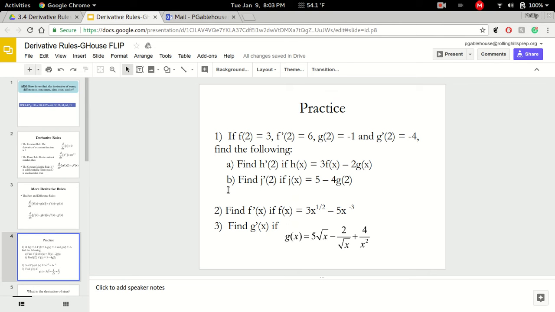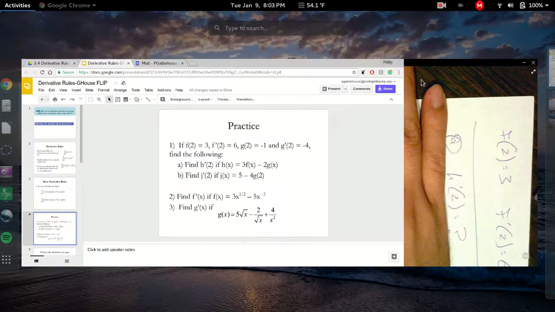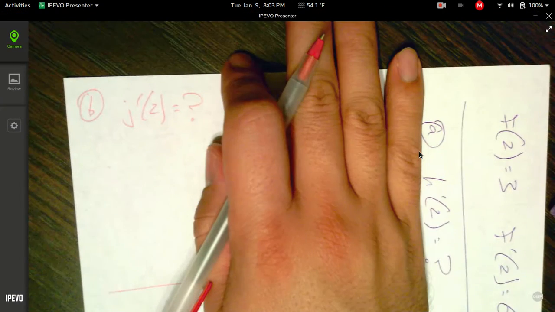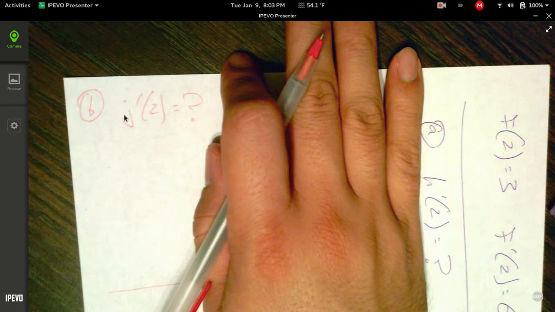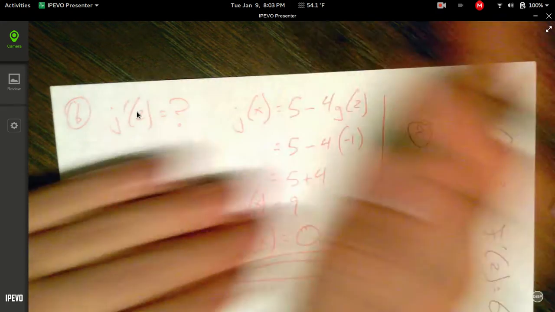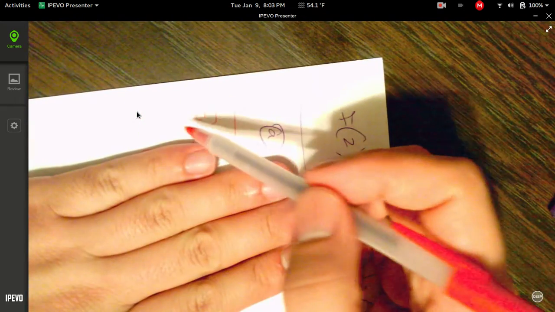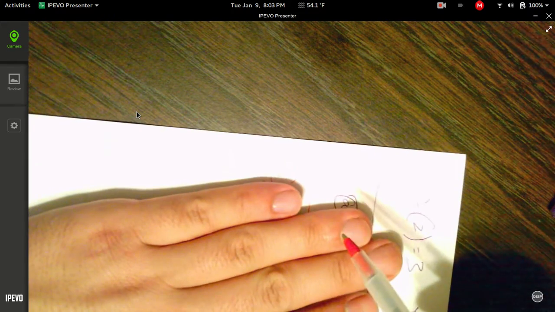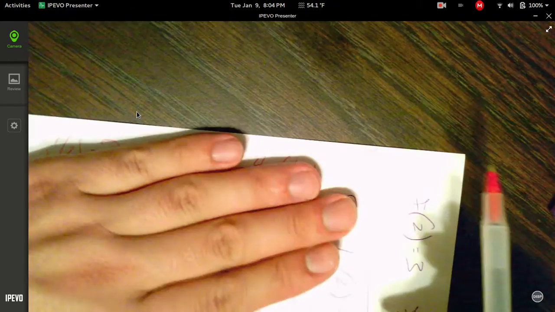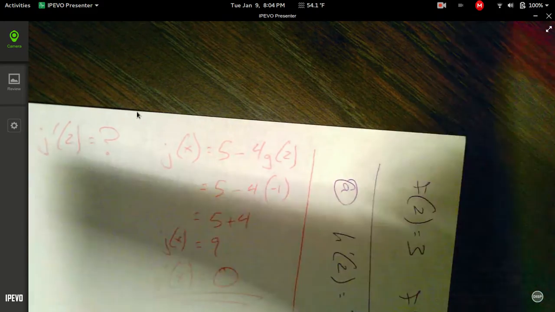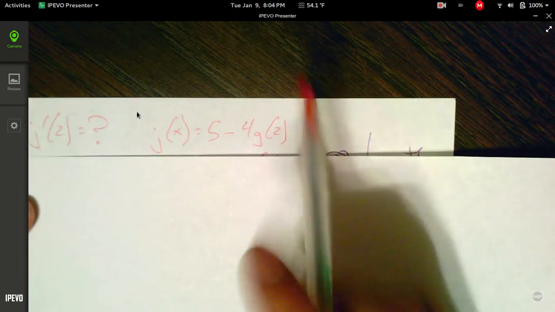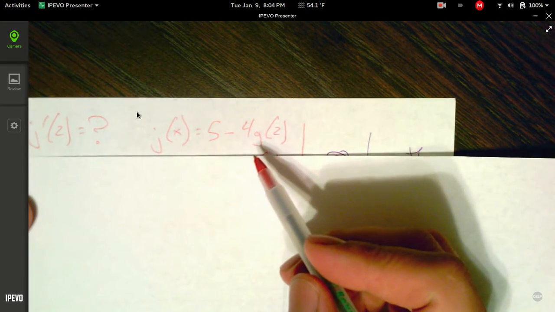All right, so we're looking at B here. We're looking for j prime of 2 when j of x is equal to 5 minus 4 g of 2. All right, so let's switch to my scratch work here, and we'll take a look. So I have j prime of 2 is equal here. When I write that up, I get 5 minus 4 g of 2 here.